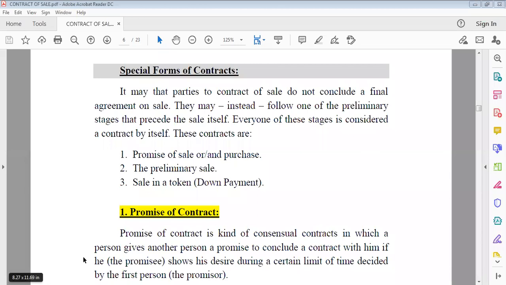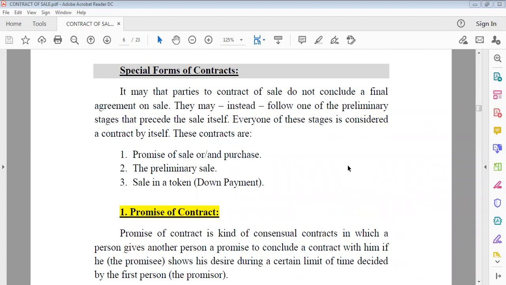Well, actually, in the previous lecture, we were talking about the special forms of the contracts which precede concluding the contract of sale, but they are considered also contracts and they are kind of the consensual contracts. Now, I told you that the parties to the contract of sale may not conclude a final agreement on the sale itself, but they may instead follow one of the preliminary stages which precede the sale itself.